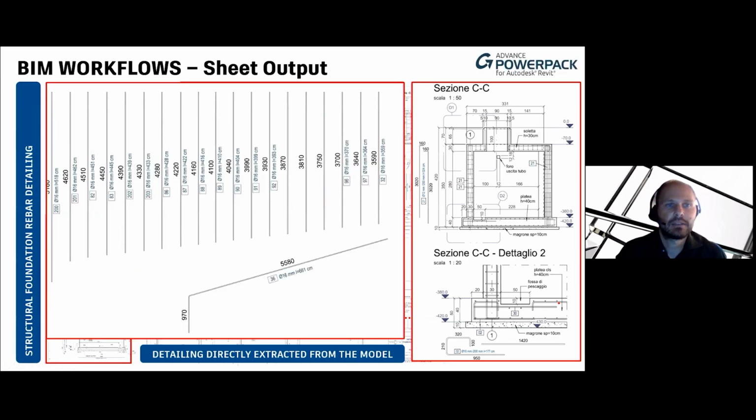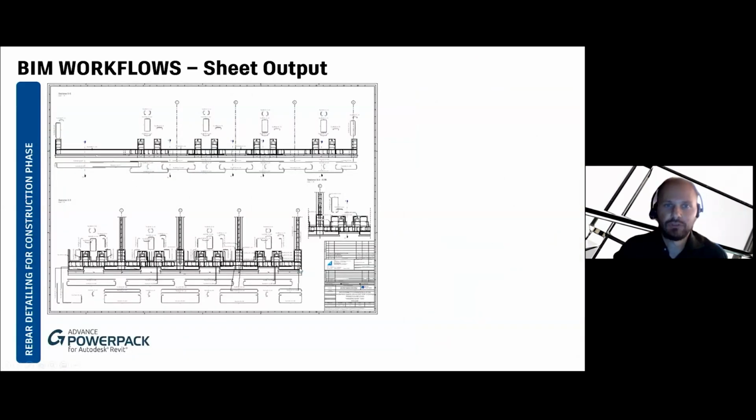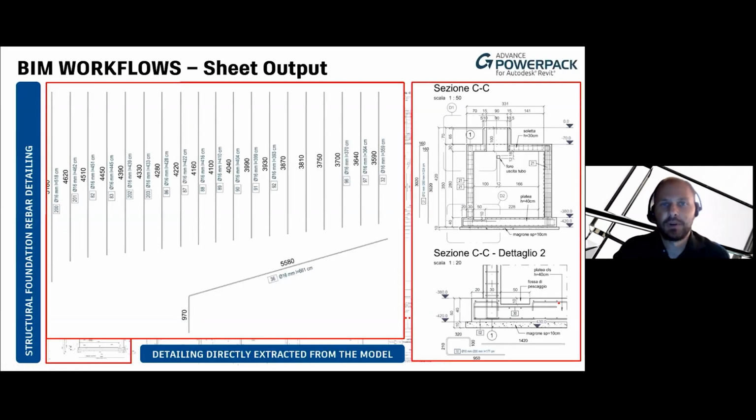Another example, another zoom in, is this: for the Graitec Powerpack, we can automatically produce this kind of detail with the shapes of each rebar and all this kind of information that is the most important for the construction phase. So we can manage all information for each rebar that can be automatically detailed and, in case of variation, updated with this kind of final overview.